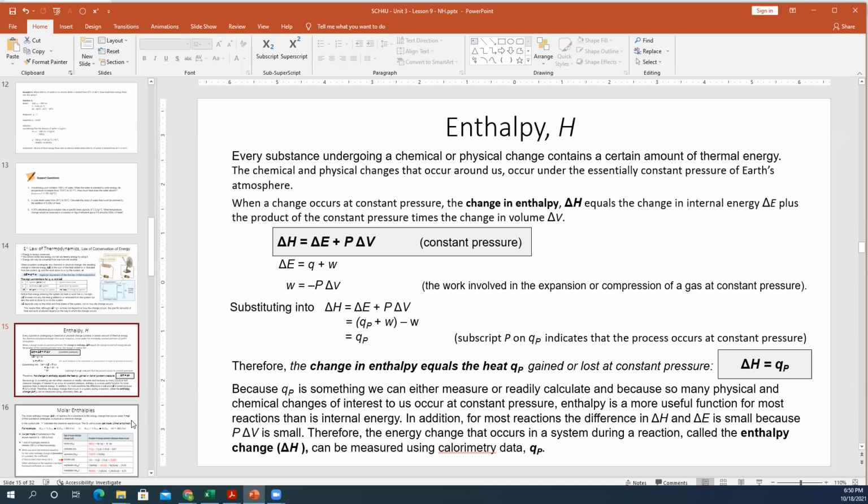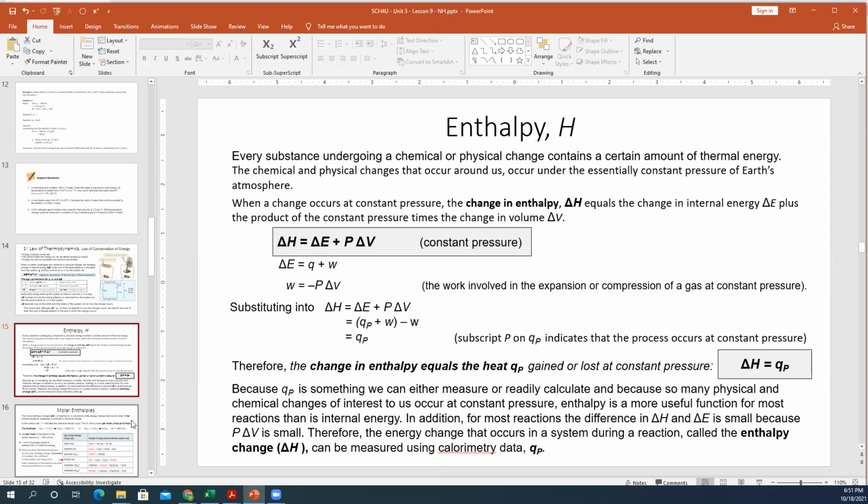Now, enthalpy, or H. Every substance that undergoes a chemical or a physical change has a certain amount of thermal energy. The chemical and physical changes that take place around us are happening under the constant pressure of the Earth's atmosphere. So, as we heard in the video, unless you're leaving the Earth, it's a pretty good assumption that the changes we are talking about are taking place under constant pressure.